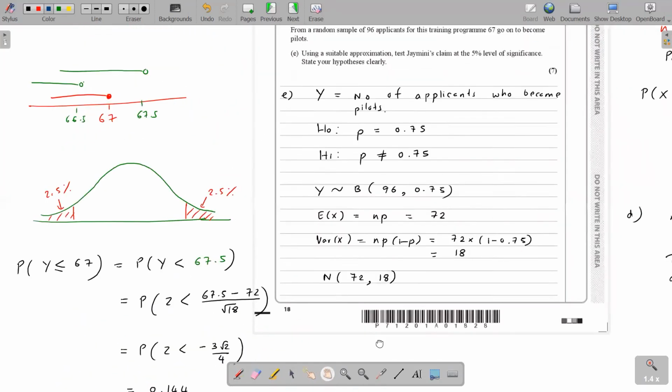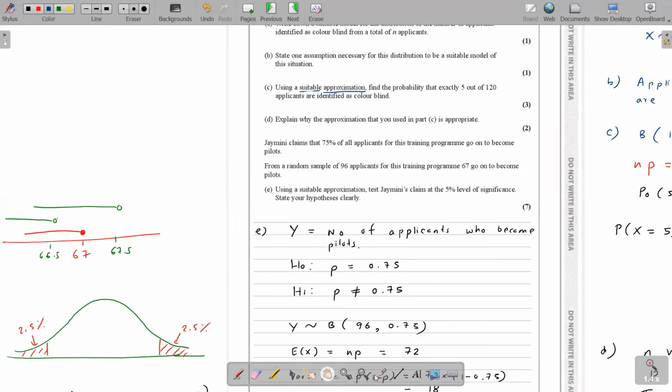So basically, what's the question here? This is something about J claiming something, right? So you have to test J's claim, which means you have to test whether this person's claim is correct or not. So what do you think? Is there evidence to support his claim, or is there insufficient evidence to support it? His claim is 75%.